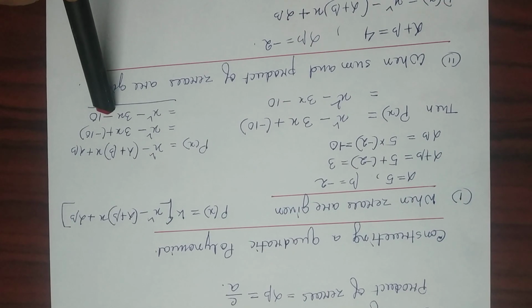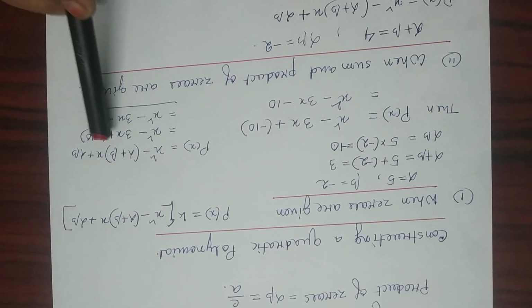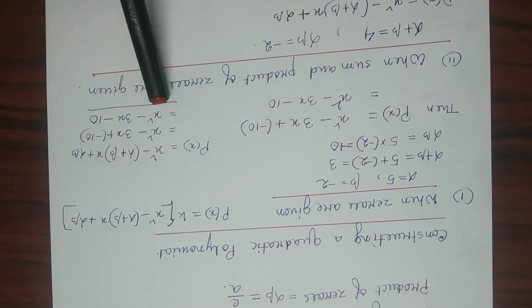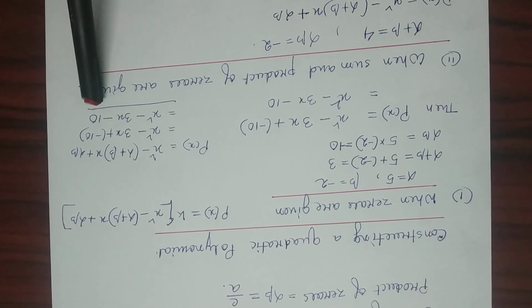That's why minus plus minus 10. Now plus minus minus. Therefore our quadratic polynomial will be x square minus 3x minus 10.